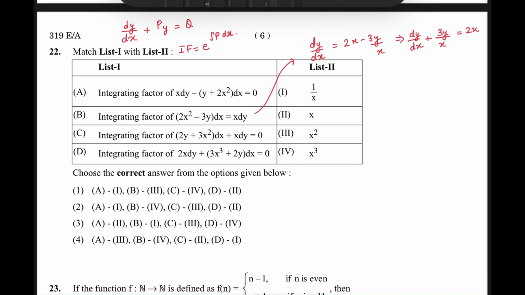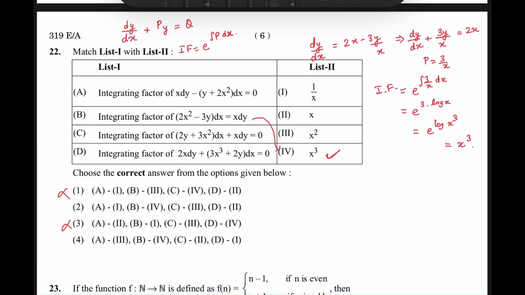Now this is our p, right? 3 over x. So here p equals to 3 over x. The coefficient of y is just p. Okay, so what is integrating factor? It will be e to the power integral of 3 over x dx. So it is e to the power 3 times log x, which is e to the power log x cube. And what is e to the power log x cube? It is just x cube. Okay, so this matches with fourth. So second matches with 4, b matches with 4. So option 3 incorrect, option 1 incorrect.